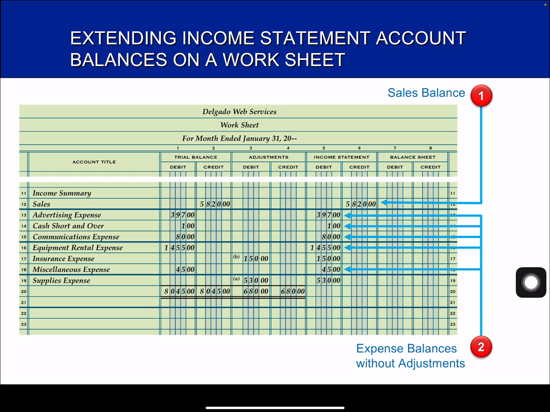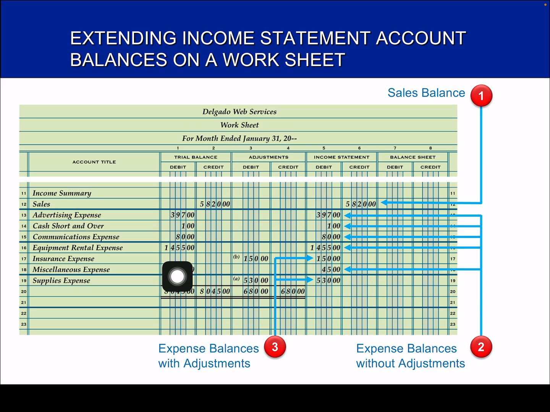Expense balances without adjustments, we will transfer those exactly the way they are. And then we're going to take a look at the expense balances with adjustments. If you look at insurance expense, we started with 0. We had a $150 debit, so therefore 0 plus $150 debit is a $150 debit. Same with our supplies expense. We start with a 0. We have a debit of $530, so our new balance is $530.